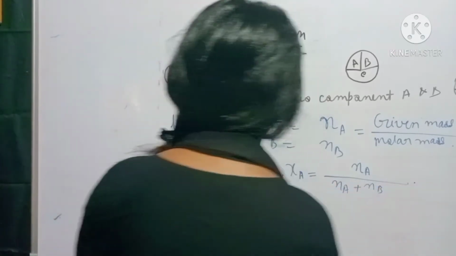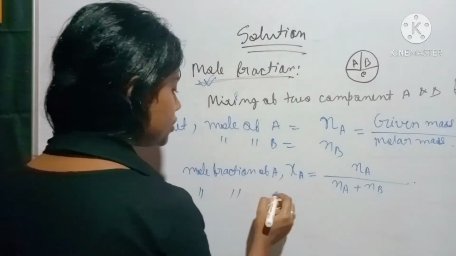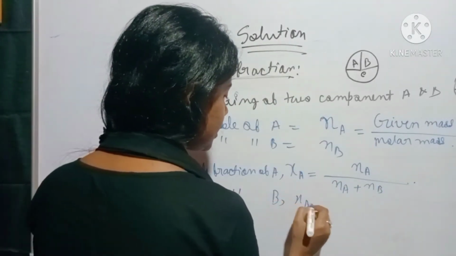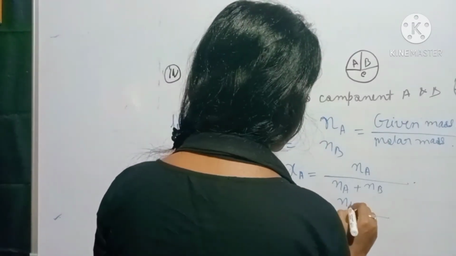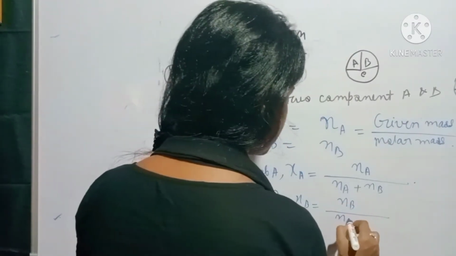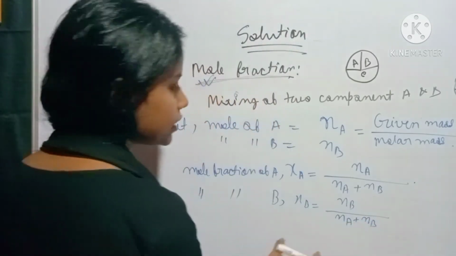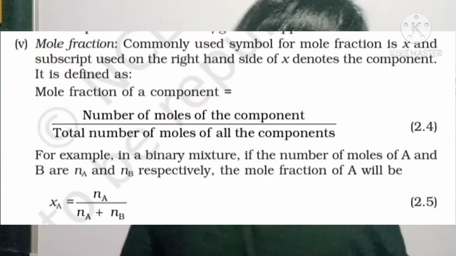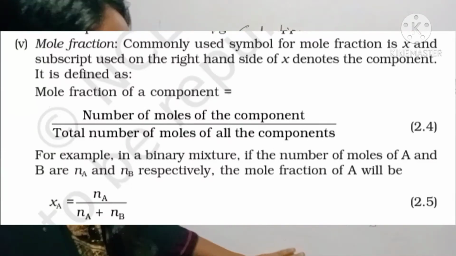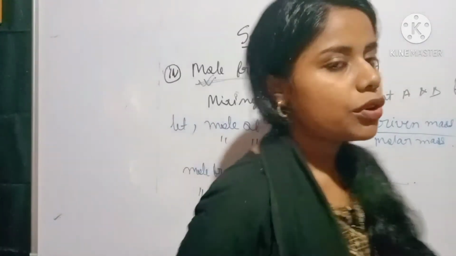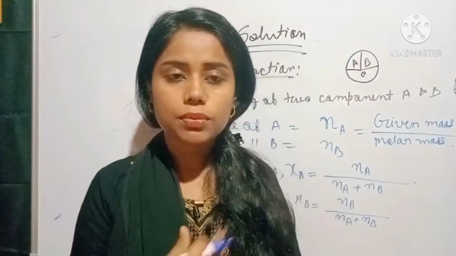Okay, and if we have to calculate the mole fraction of B, then you have to put the mole of B in the numerator, and in the denominator the total mole, I mean the mole of A and B, the addition of these two moles. In this way we can calculate mole fraction. Now I'm going for some examples, then it will be more clear for you.